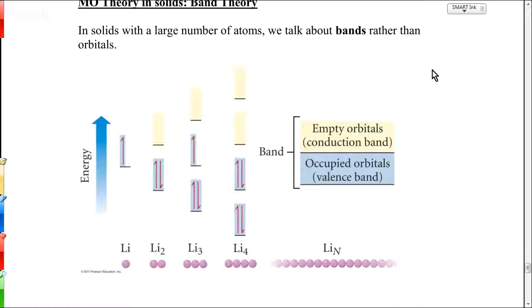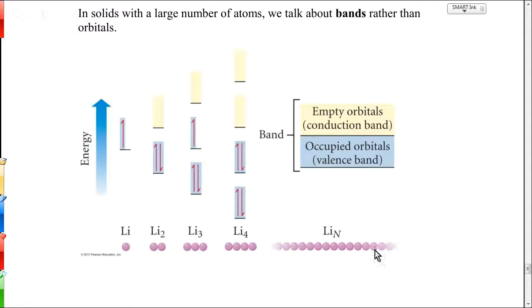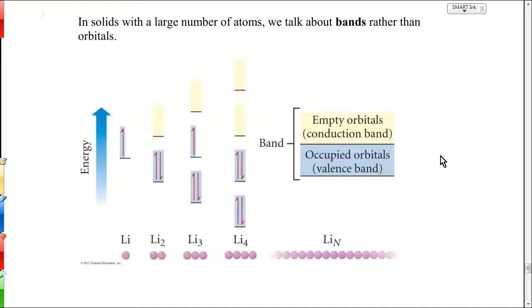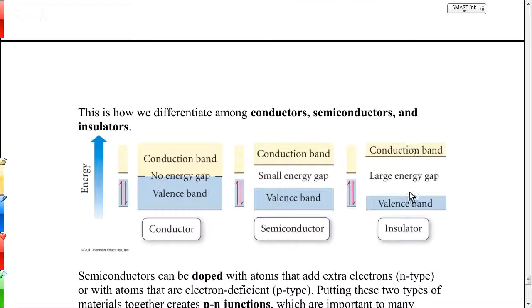And then when you look at really, really big things like solids, they're not really molecules, but we still understand it in a similar way. If one atom has an atomic orbital, 2 atoms have these molecular orbitals, 3 atoms start to have more, 4 have more, eventually all the occupied bonding orbitals are at the bottom, and all the antibonding orbitals are at the top. We can talk about those as bands, a valence band and a conduction band. The valence band is where the electrons are, the conduction band is above that. If there's a gap in energy between those two, that thing can't conduct electricity.